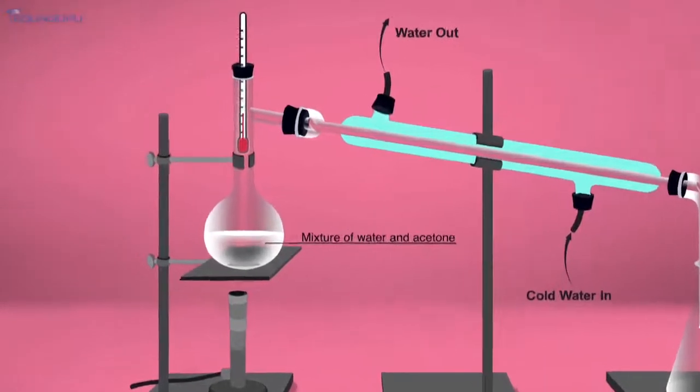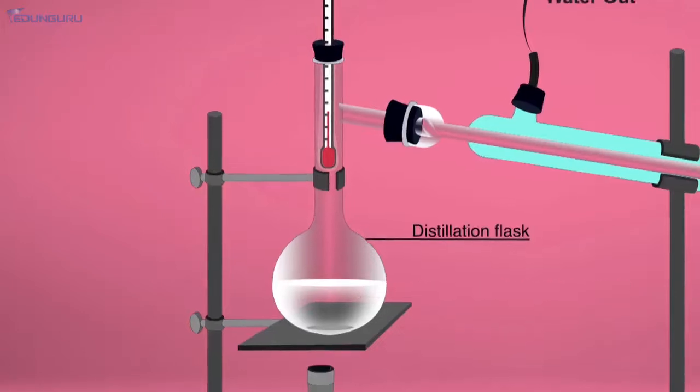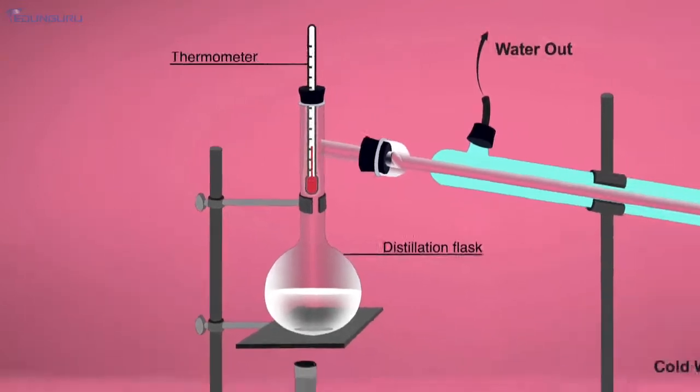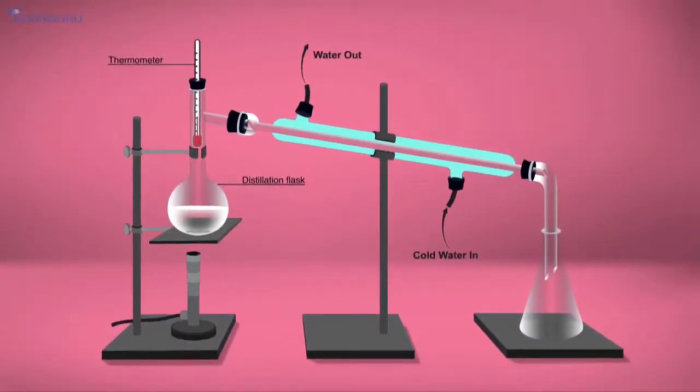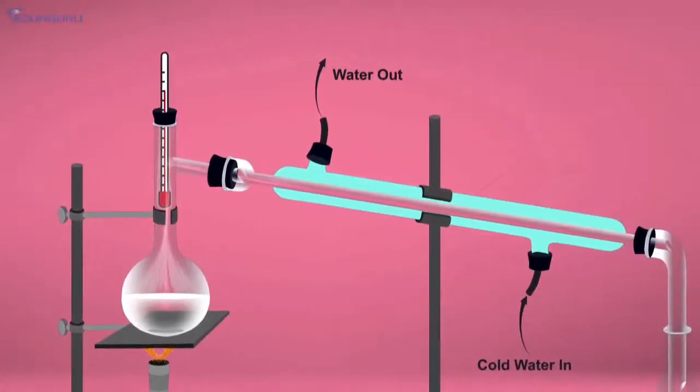The mixture of water and acetone will be taken in a distillation flask. The distillation flask will be fitted with a thermometer and the apparatus will be set up as shown in the figure. On heating, we will see that the temperature in the thermometer will start rising. At 329 Kelvin, that is the boiling point of acetone, the acetone will start changing into vapor and it will move up and move into the condenser. In the condenser, it will get cooled and change back into liquid acetone which can be collected.